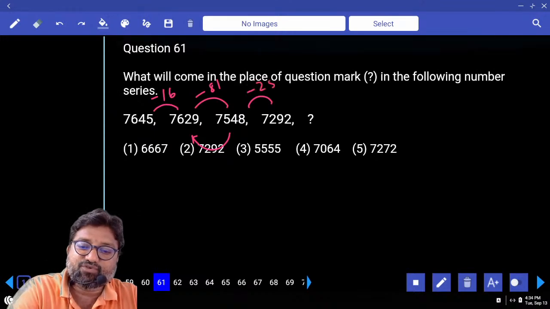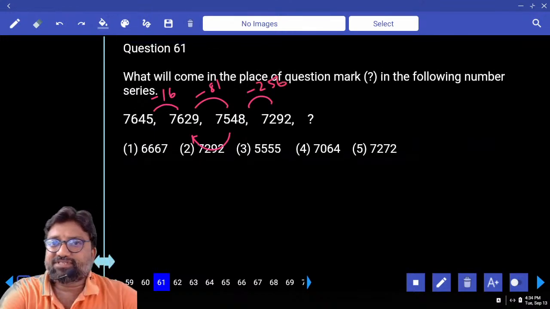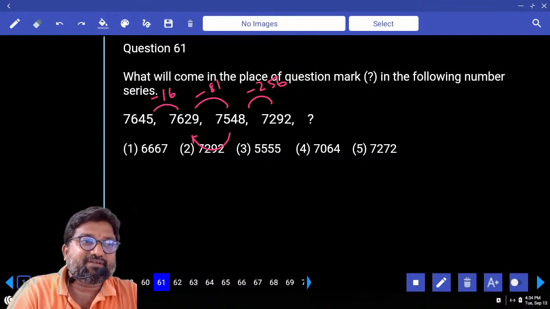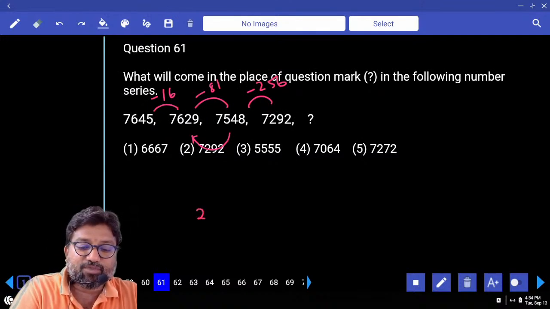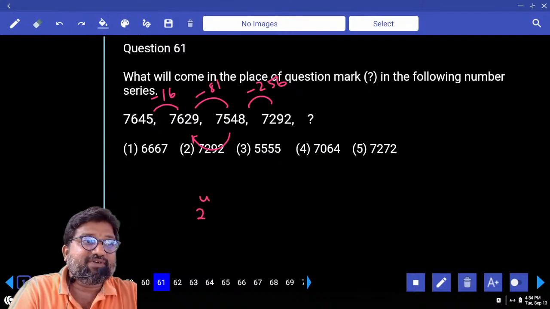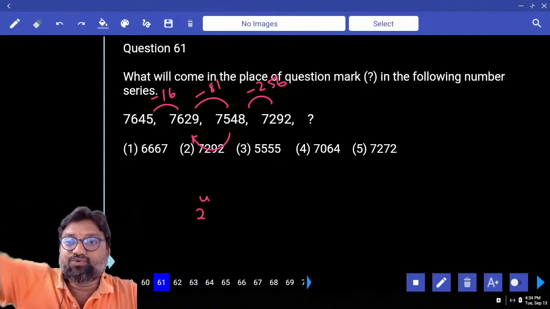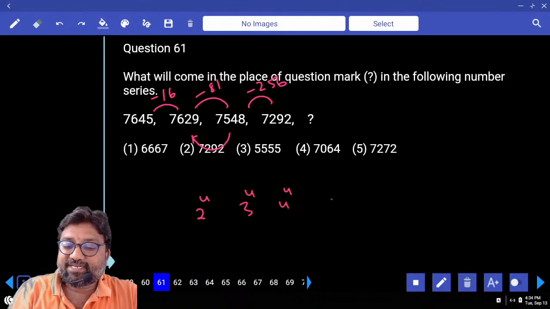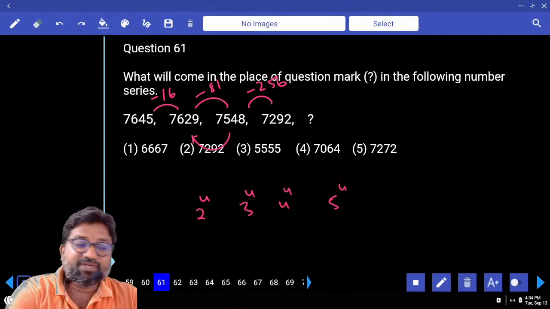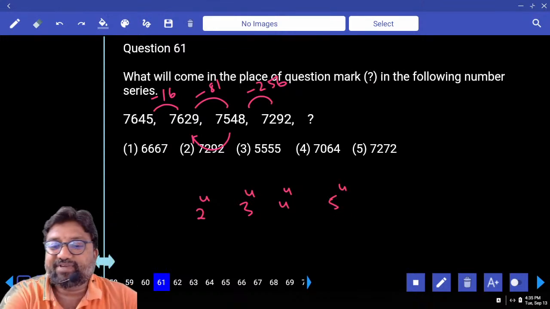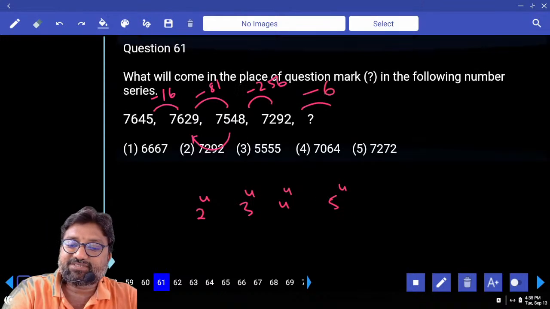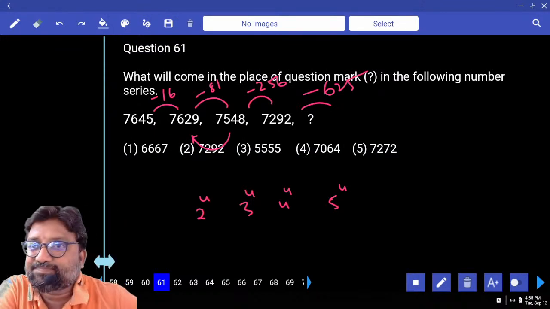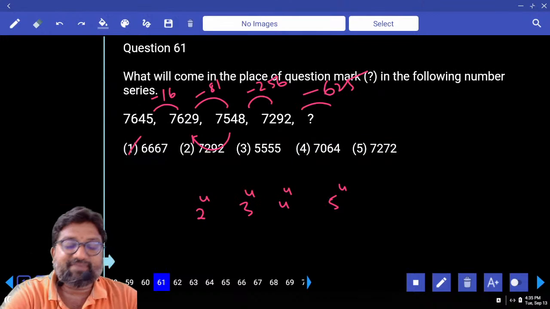156 minus 2. What's your observation? 4 square, 9 square, 16 square. 4 square means 2 to the power of 4. 9 square means 3 power 2, to the power of 2 power 4. Into the 5 power 4. What is 5 power 4? 620 minus 6. What will be my answer? Full 6.